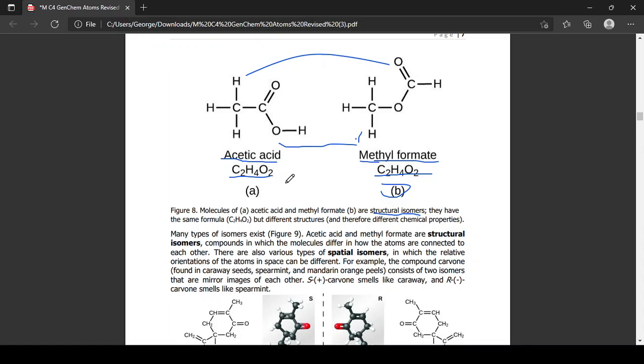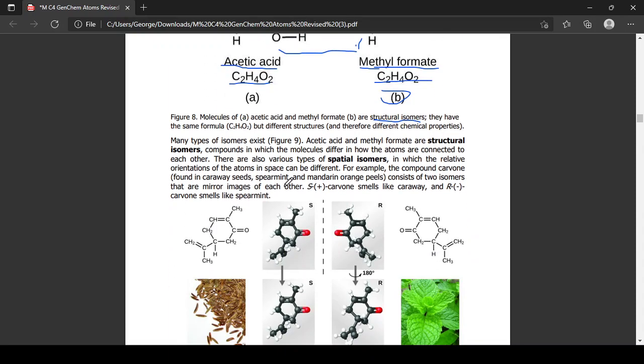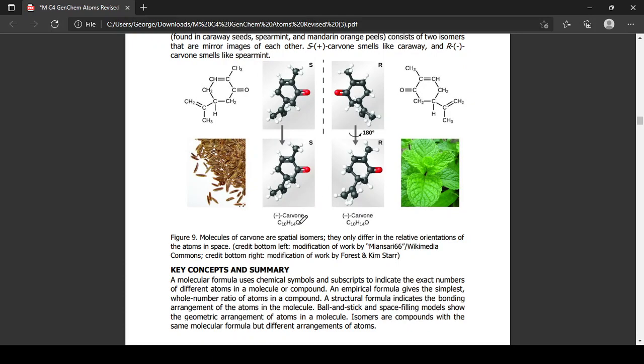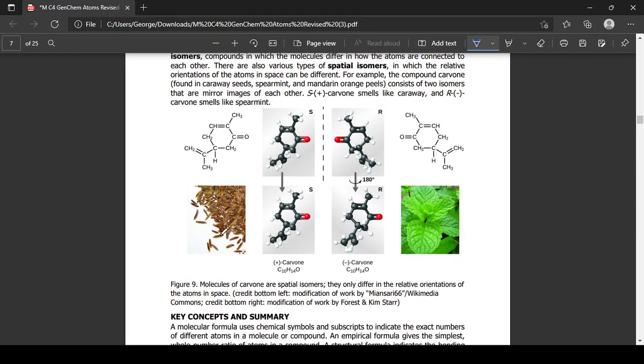There are also various types of spatial isomers, in which the relative orientation of the atoms in space can be different. For example, the compound carvone, found in caraway seeds, spearmint, and mandarin orange peels, consists of 2 isomers that are mirror images of each other. S-plus carvone smells like caraway and R-minus carvone smells like spearmint. As you can see, kids, these are spatial isomers. Their space orientation is different. This carvone has a spearmint smell, and this one has a caraway smell.